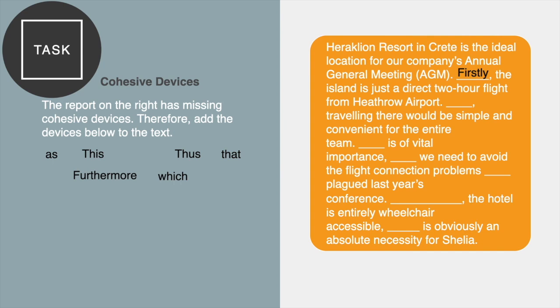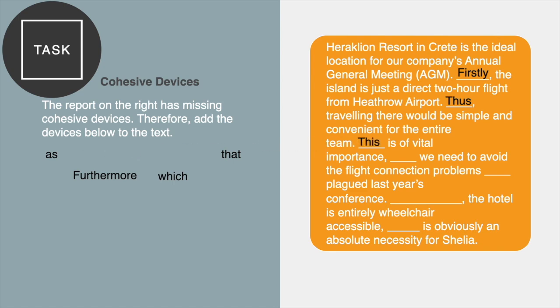Firstly, now this is a list word. There are many list words such as secondly or lastly. Thus, now this is a sentence connector, so obviously it's used to connect sentences. In this case, thus means consequence, result, or a reason.